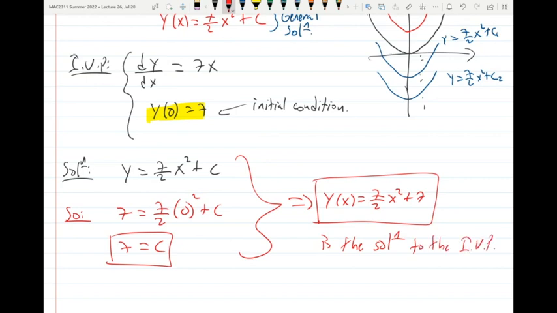To the initial value problem. Do you understand this? Okay, this is called a particular solution. Oh, that's the question I saw in the homework. So there are questions like this. That's why I'm telling you this so that you can understand, because it's just a matter of language, okay?